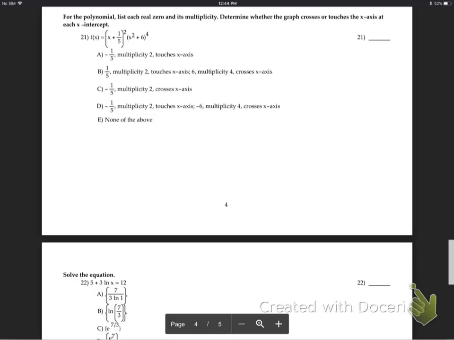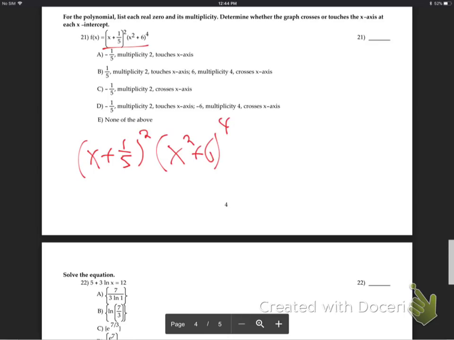All right, so 21, x, let me bring it down here. Oh, I didn't make it very big. Can you see that okay? All right. So, x plus 1/5 squared, x squared plus 6 to the 4th.